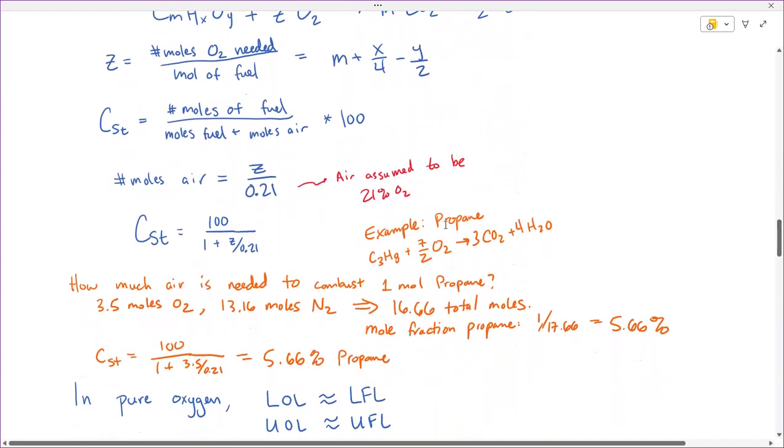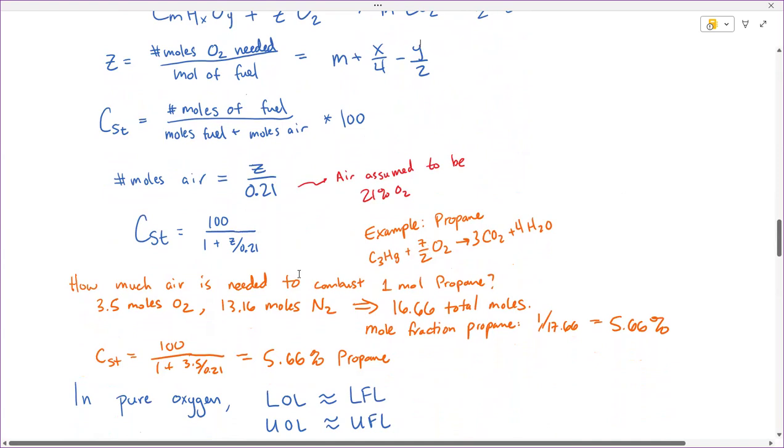So let's look at propane for that example. Propane has the molecular formula of C3H8. That's going to give us 3 carbons on this side, 4 waters on that side. And by using my Z equation or just by balancing the reaction, I get 7/2 for Z.